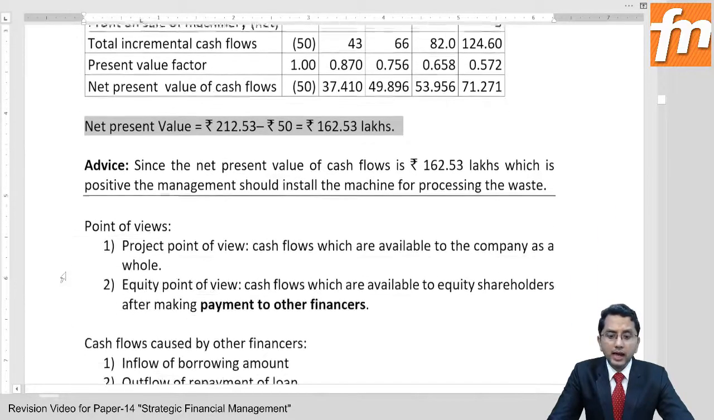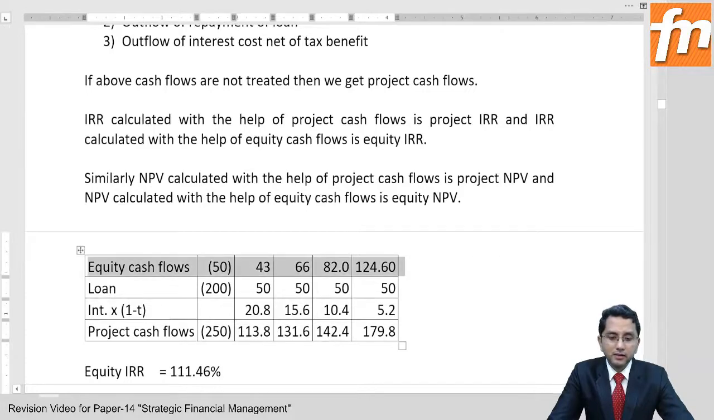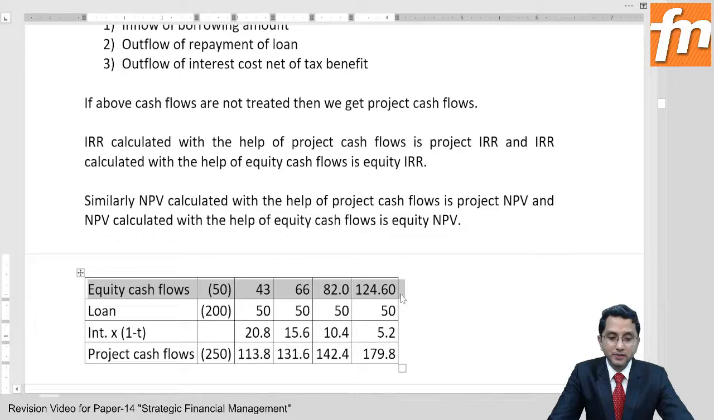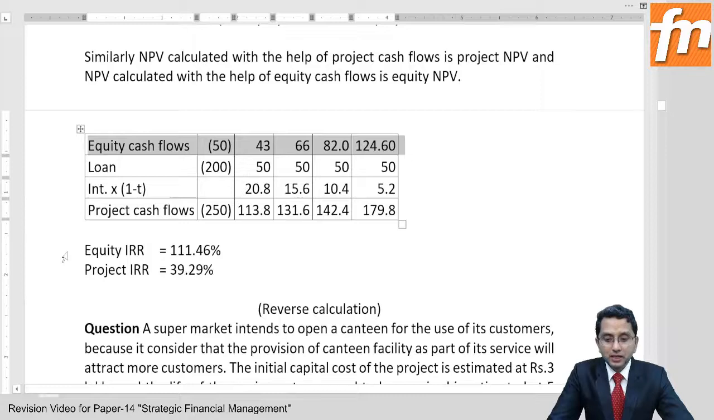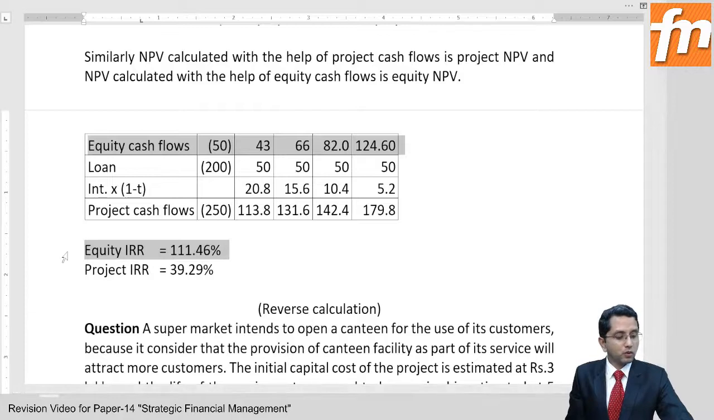I can also calculate IRR. If I calculate IRR, these are the cash flows, right? Look here. I'm sorry, these are the cash flows: 50, 43, 66, 82, and 124.6. If you calculate IRR using these highlighted cash flows, the IRR is 111%. This is abnormally high. Usually you don't get such a high IRR, but it is the answer. I can't help it. So the equity IRR here is 111.46%.